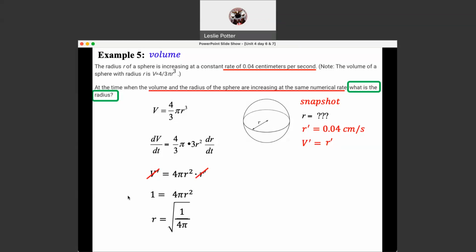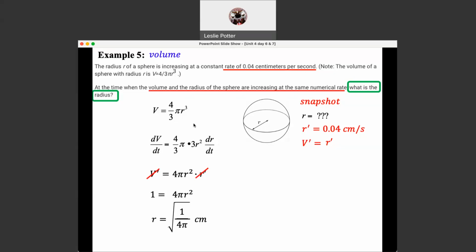Notice the numeric value of 0.04 centimeters per second doesn't really come into play here, right? Because of the special situation of the volume and the radius increasing at the same rate. So just a caveat here before I move on. Oh, I'll throw on the centimeters, right? They gave us units. Sorry about that. They gave us units, so we should have units in our answer.